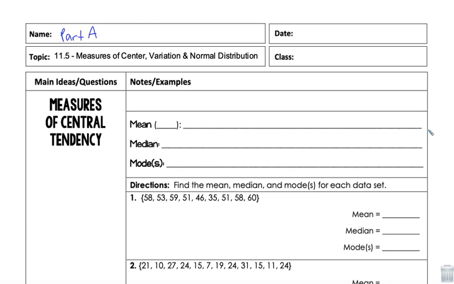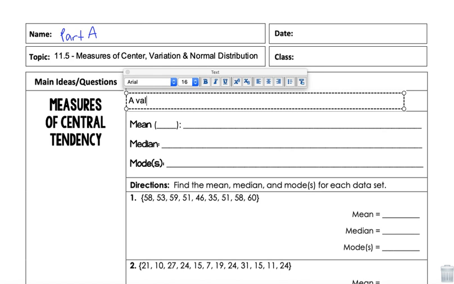So measures of central tendency, that is just a value that describes the center or middle of data.